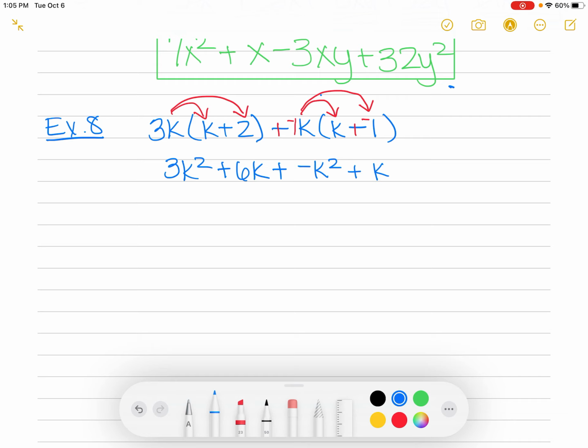Okay, now I'm going to go through and find my like terms. I have 3k squared and just minus k squared, or negative k squared. That's 2k squared. And then I have 6k and k. Okay, remember, if I just have a k, it's a 1 right there. So I have 6 plus 1. So that gives me 7k. Make sure your variables at the end match up, or they're not going to be correct. Don't leave off the variables, or the whole problem's just wrong.